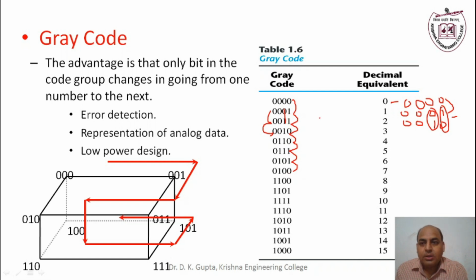How do we achieve a gray code from the decimal code? We will learn in the next slide. But before that, we can easily understand what exactly the gray code is. Gray code is used most importantly in various applications of digital systems, especially for error detection, representing data, low power designing, and also simplification of Boolean algebra.